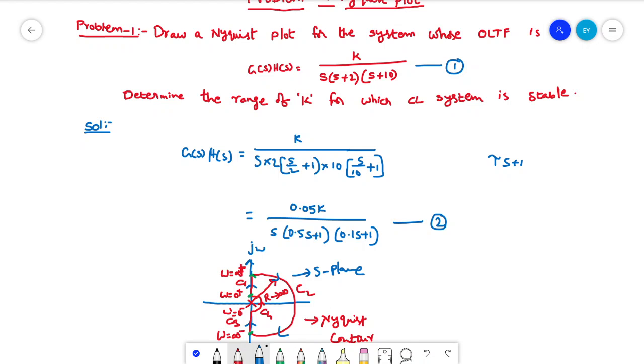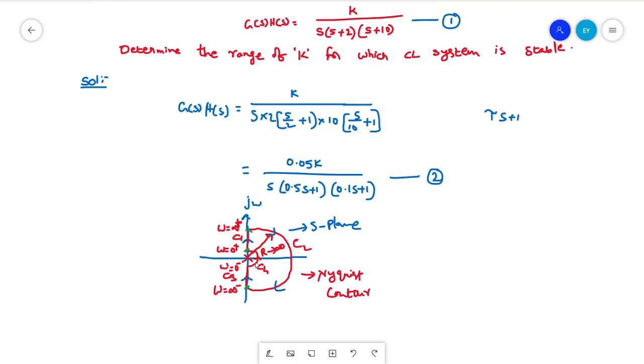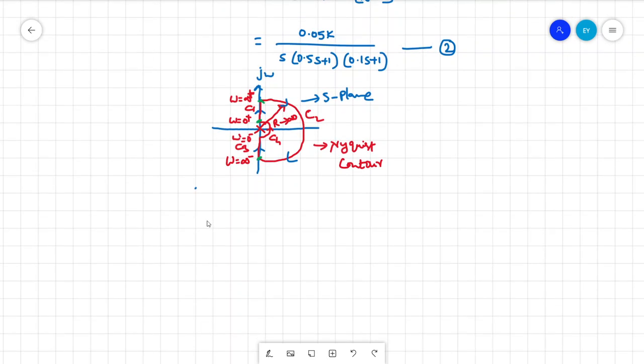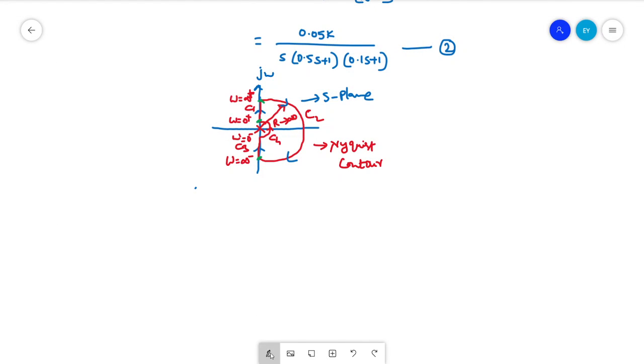So the mapping of each section has to be performed starting from C1 to C4 separately, individually, to obtain the individual sections. So in the first case, let us consider C1 in the S-plane and map it in the G of S into H of S plane.